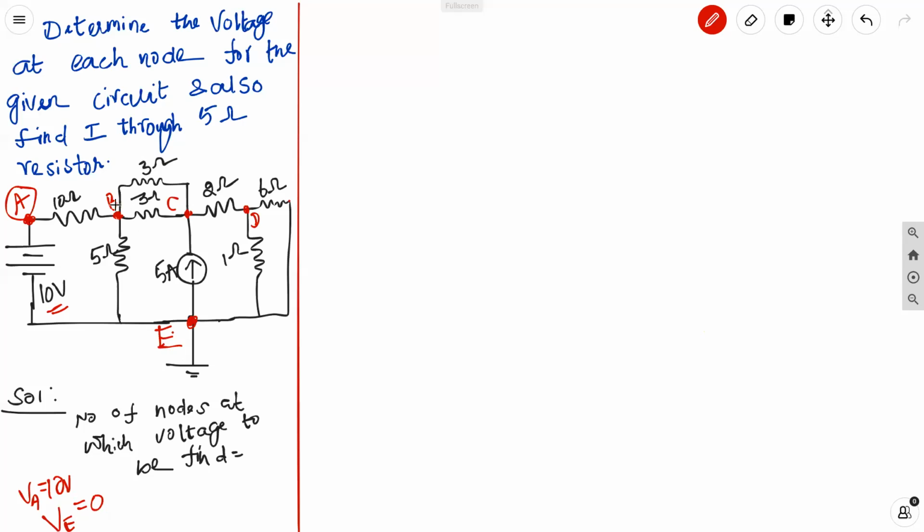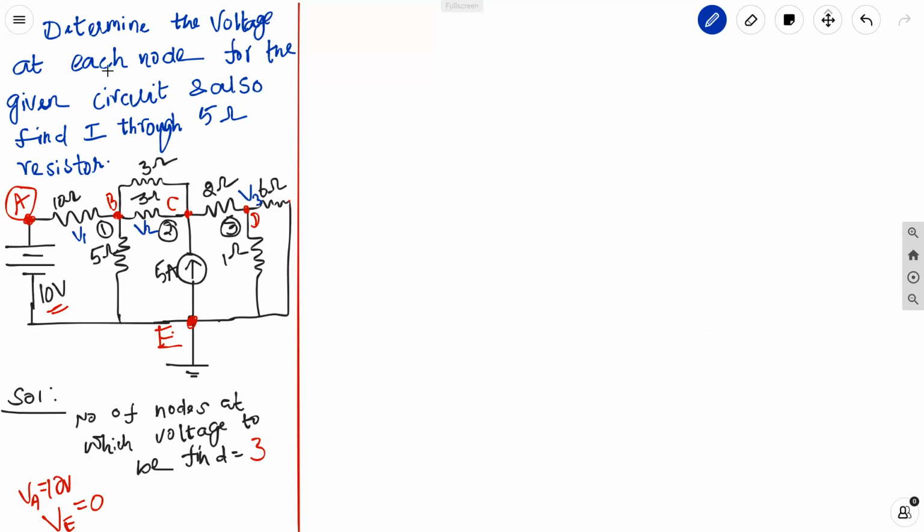Now the only thing we need to find out is the voltage at node B, node C, and node D. That means there are only 3 nodes for which the voltage is to be found. Let us choose node B as node number 1, and C, as I am marking in the problem itself, as node 2, and this as node 3. Let us choose the voltage at node 1 as V1, voltage at node 2 as V2, and voltage at node 3 as V3.